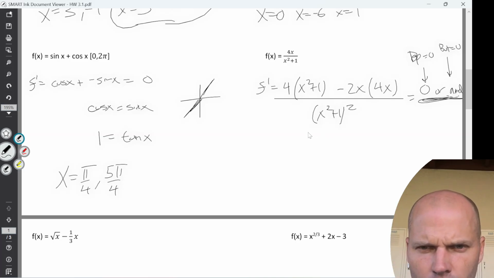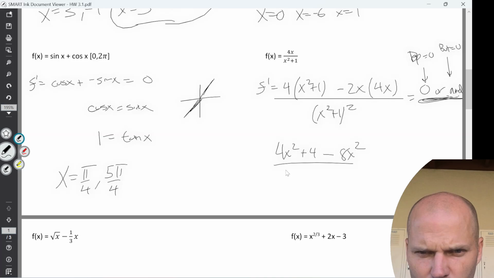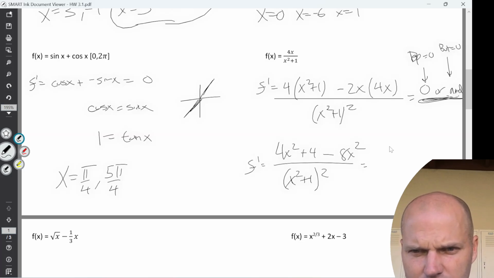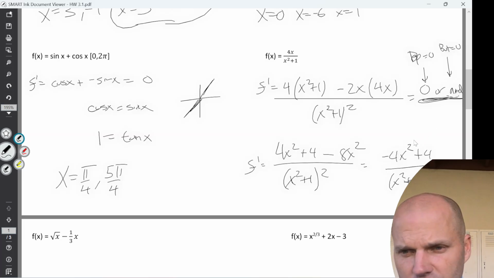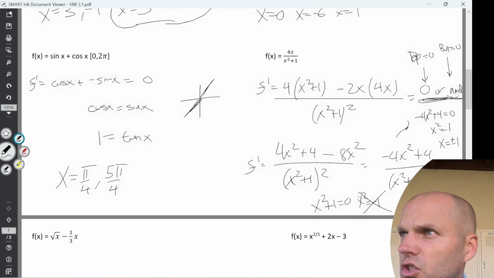Cool. So we have to simplify. I got 4x squared plus 4 minus 8x squared over x squared plus 1, squared. I'm not going to simplify the denominator. I get negative 4x squared plus 4 over x squared plus 1, squared. I can solve this equation set equal to 0. Subtract 4, divide by negative 4, I get 1, which means x equals plus or minus 1. The bottom, x squared plus 1 equals 0, gives us x squared equals negative 1, which has no real solution. So we would not have any times when the denominator equals 0.